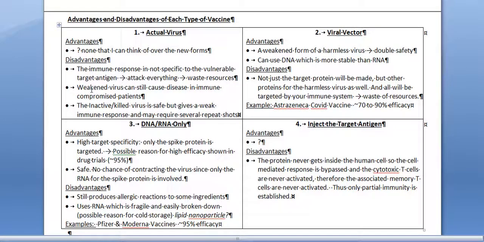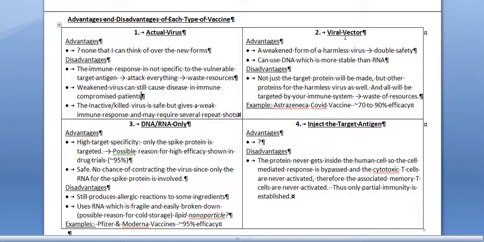Also, the weakened virus can still cause disease in immune-compromised patients. So if your immune system is whacked, or if you're on immune suppressants because you had an organ transplant or something like that, you've got to be careful with a weakened virus. Now, the inactive virus is a killed virus. It is totally safe because it is killed. But the problem is this often provides a weak immune response and may require several repeat shots to get a decent immune response.